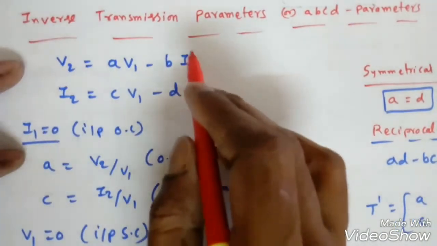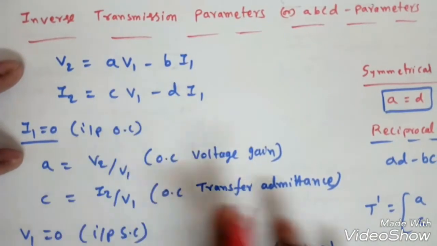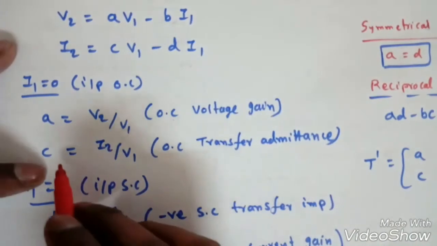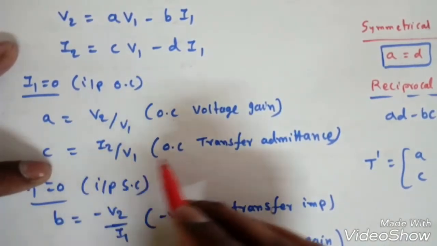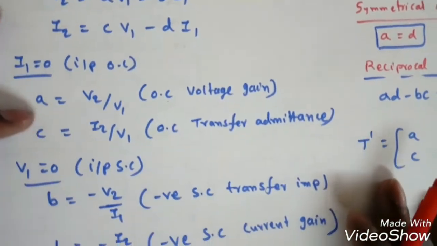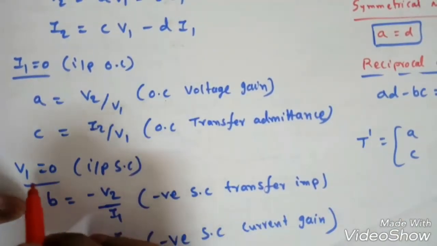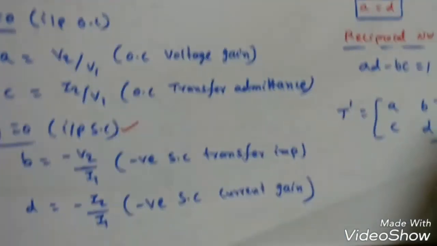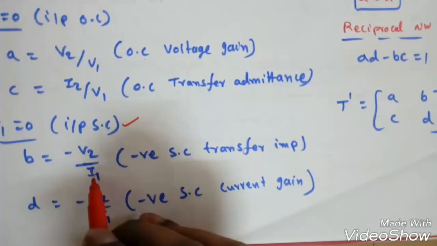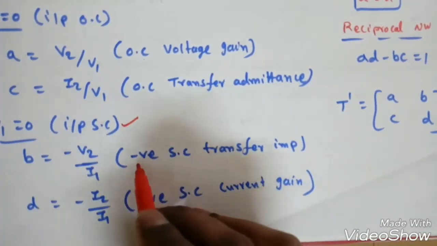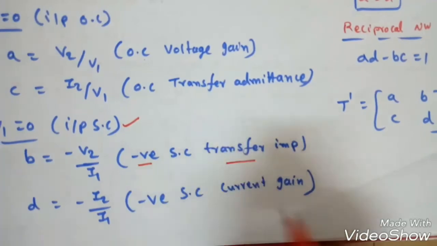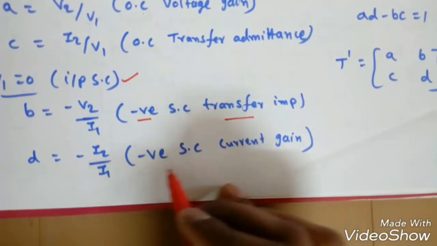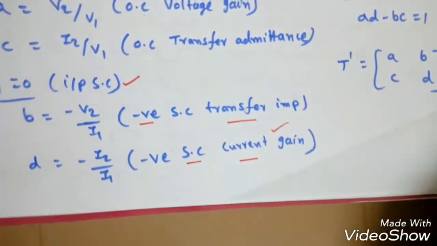To find the parameters, I will make I1 equal to 0. That is input open circuit. So I will get A, that is V2 by V1, which is called open circuit voltage gain. Similarly, C means I2 by V1. I by V means admittance, so open circuit transfer admittance. Now to find the other parameters, we will make V1 equal to 0. That means input short circuit. So when I make input short circuit, I can find B, which is minus V2 by I1. V by I means impedance, but it is negative. So negative short circuit transfer impedance. Similarly D means minus I2 by I1. I2 by I1 is gain, so negative short circuit current gain.